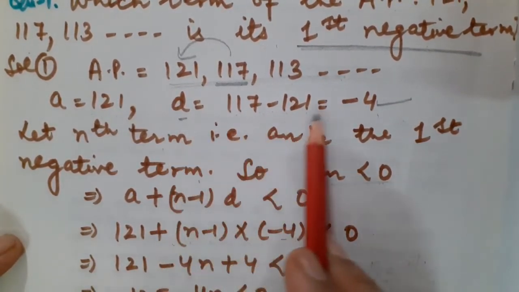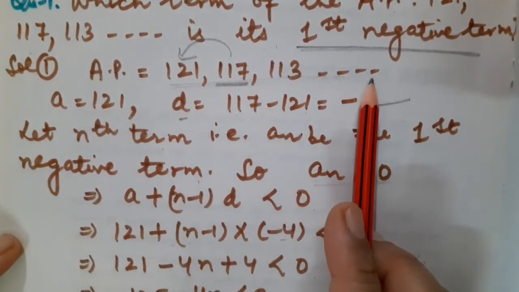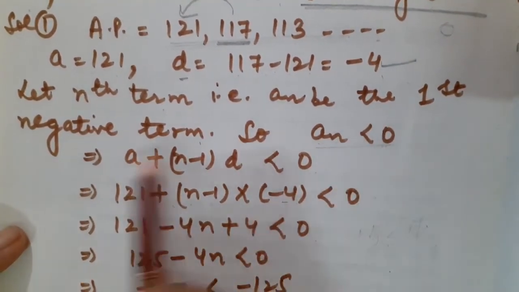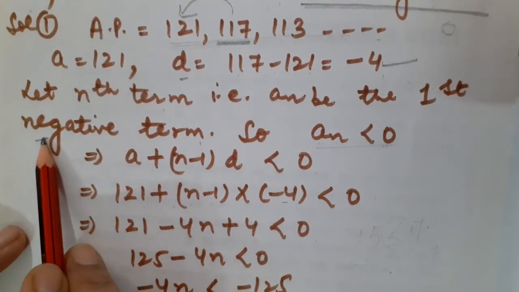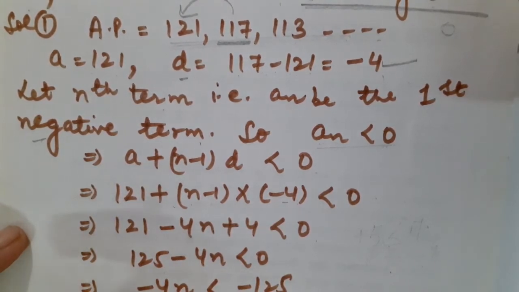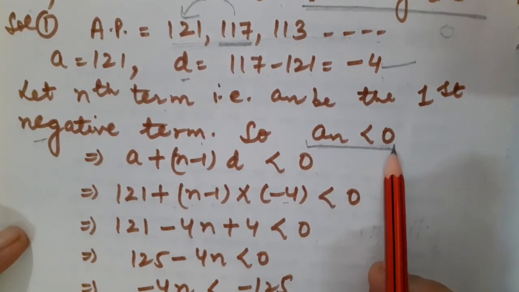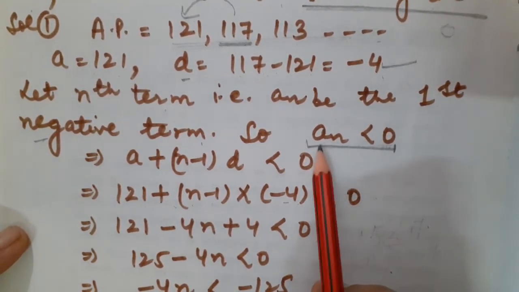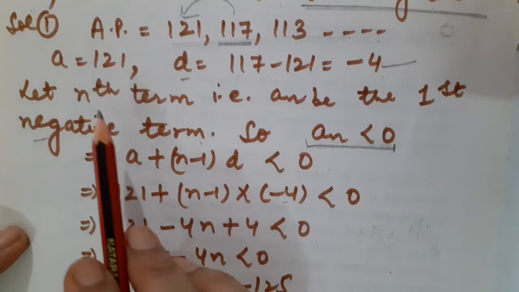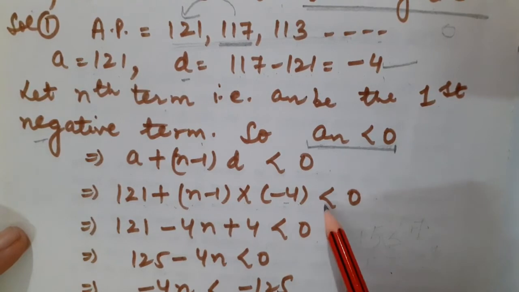Of course we will be getting the negative term if we keep on writing this AP. Why? Because it is in descending order, so somewhere we will be getting 0 also. Correct? Okay. Now, for the first negative term, children, you must be knowing this concept that negative term means the term should be negative, means it should be less than 0. So let an be less than 0. As I told you, we have to consider that the nth term is less than 0. So the formula for the nth term is a plus n minus 1 into d is less than 0. What is a? 121 plus n minus 1 into d, which is minus 4, is less than 0.